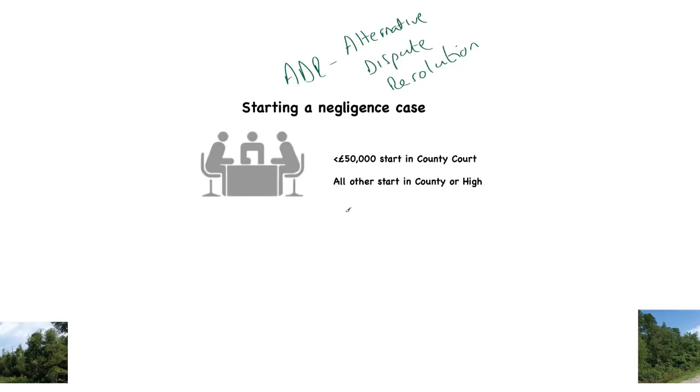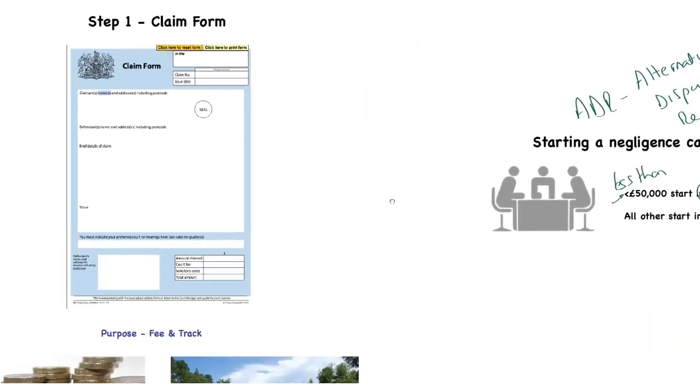And in terms of which court we start the process at, if the expected awards are less than £50,000, so in case you didn't know, that's the less than sign, then the court will start in the county court. For all other cases, they will start in either the county or the High Court, depending on a number of factors. And what I'm going to concentrate on through this video is the process to county court. I'm going to do that predominantly because the majority of cases, it's fair to say, start in the county court.